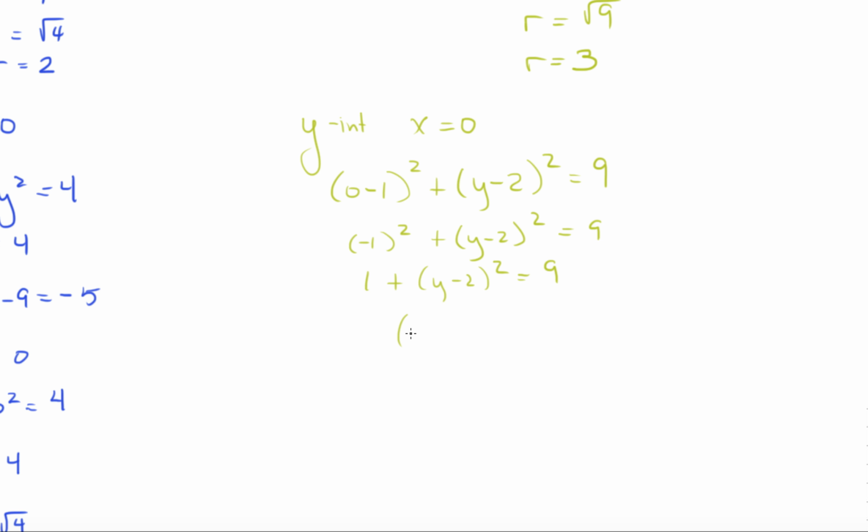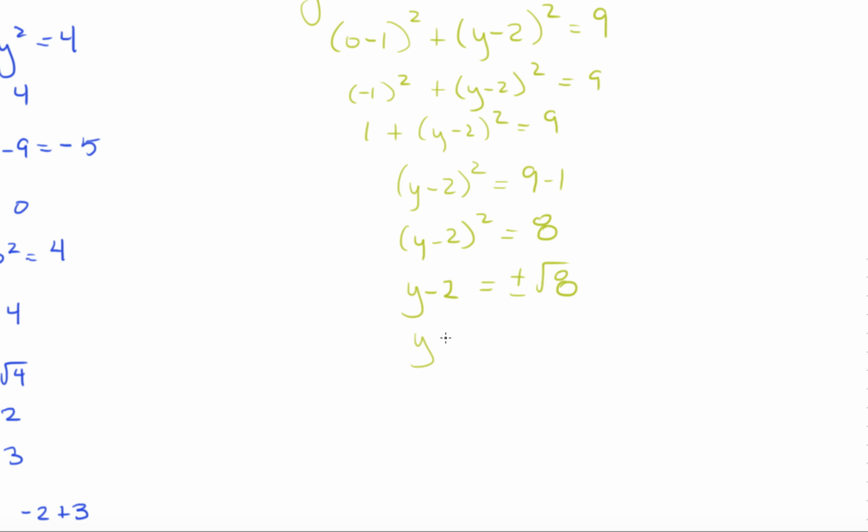You subtract the 1 on both sides, you get y minus 2 squared equals 9 minus 1. y minus 2 squared equals 8. Now we take the square root, you're left with y minus 2 equals plus or minus radical 8. And we add the 2. You get plus or minus radical 8 plus 2. That means the coordinates for the y-intercepts are 0, comma, radical 8 plus 2, and 0, comma, negative radical 8 plus 2. That will be your y-intercepts.